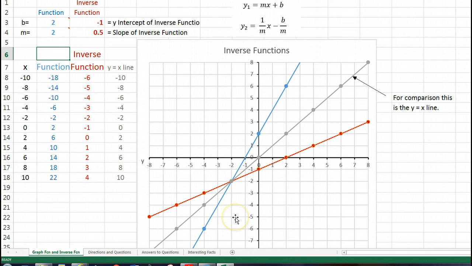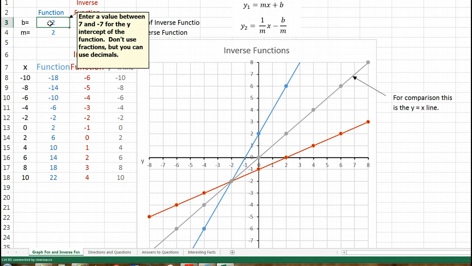If the value for b for the function is 2, and the value for m is 2, we have a function with a slope of 2 and an intercept of 2, and the intercept of the inverse function is minus 1, and the slope is 1/2. The inverse function will have the reciprocal of the slope. If the slope is 2, 1/2 will be the slope of the inverse function. So you can put different values in and see what happens.